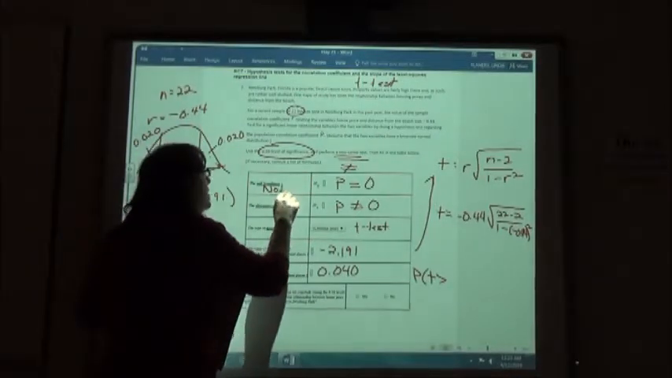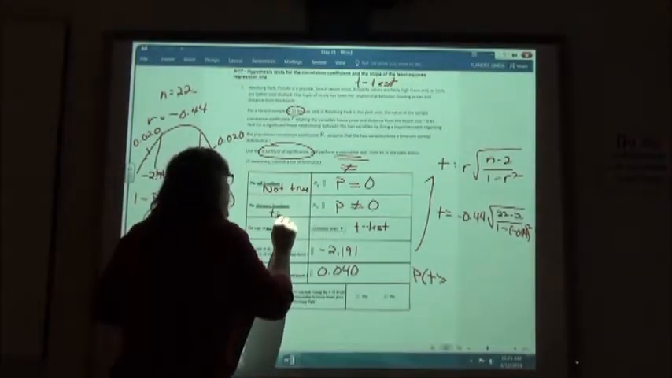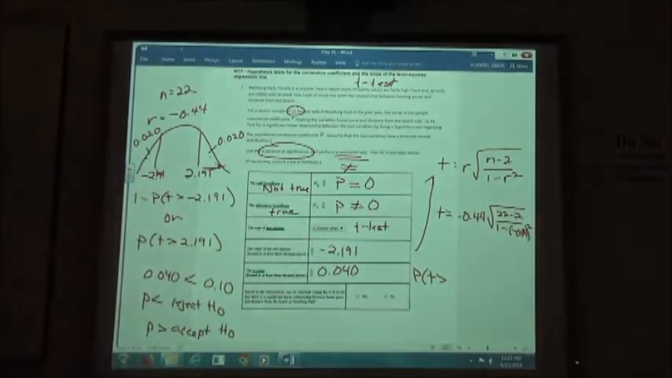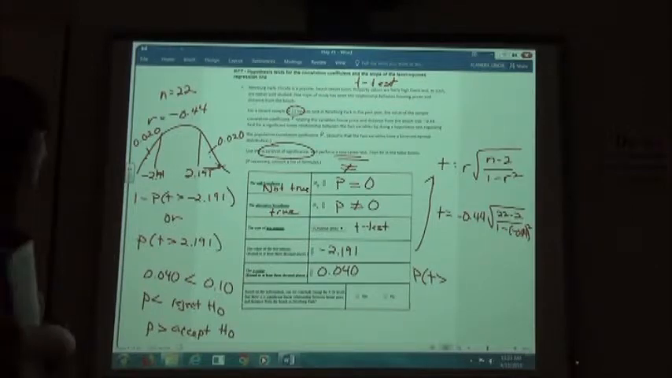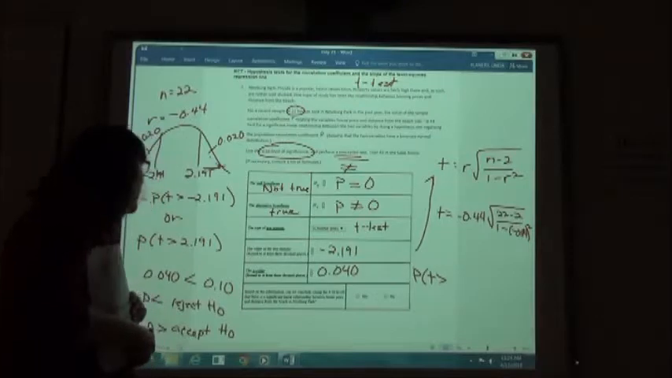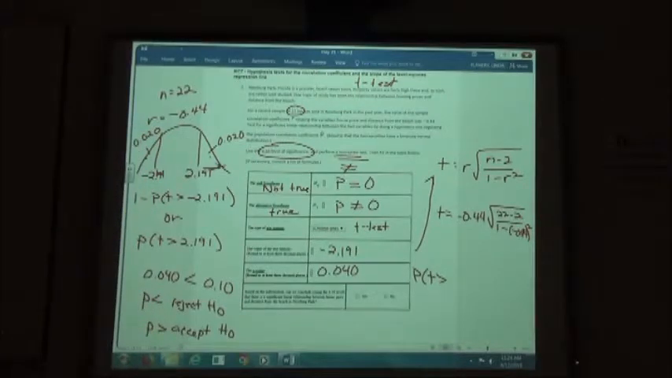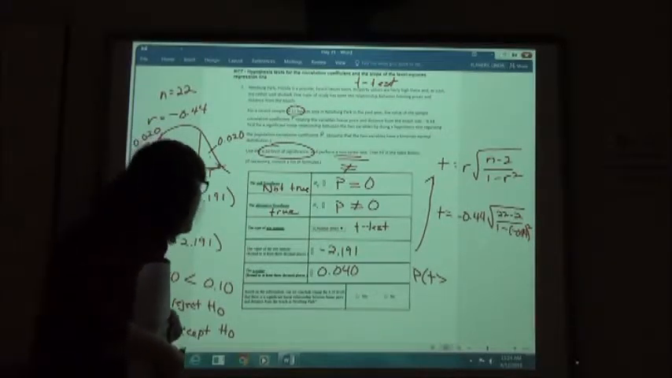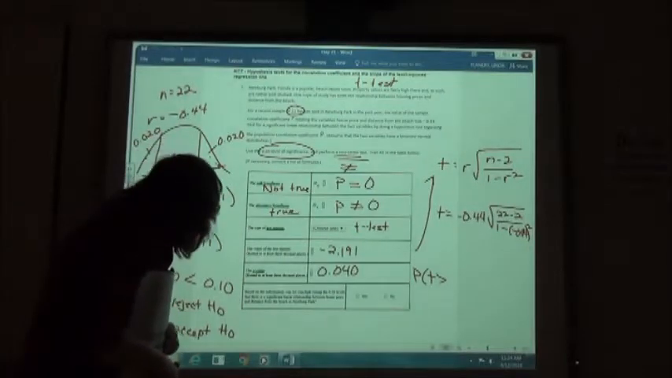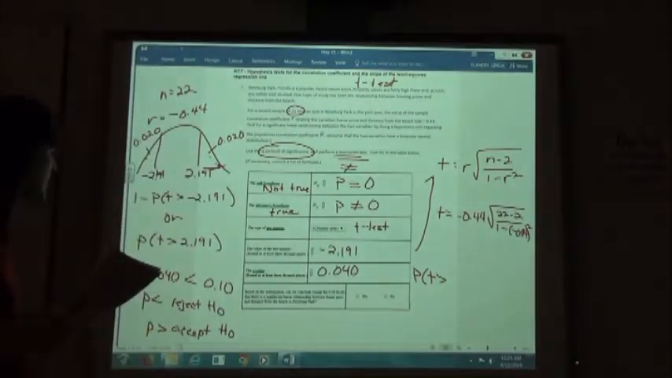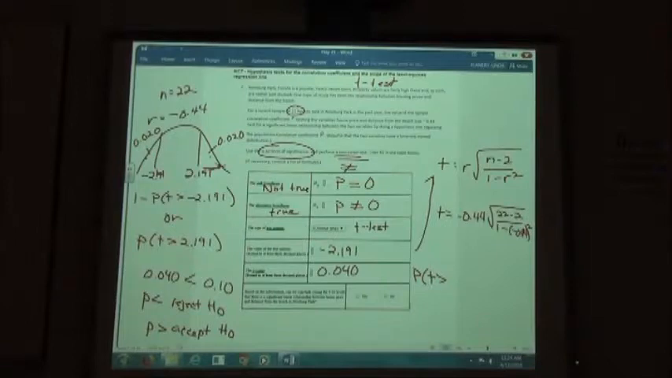This is the not true statement. This is the true statement then. If I reject the null, it is not true. So it says, based on the information, can we conclude, using that 10% level of significance, that there is a significant linear relationship between house prices and distances from the beach in New York Park? Can we conclude that there is a significant linear relationship?